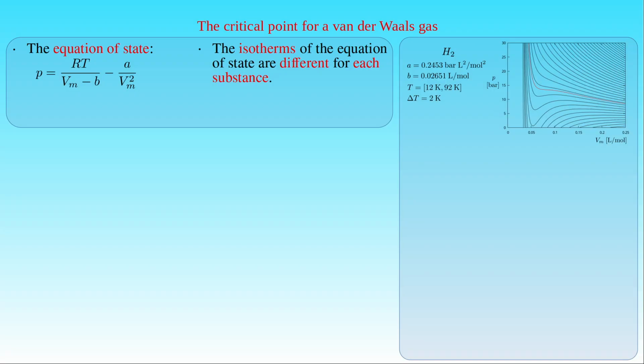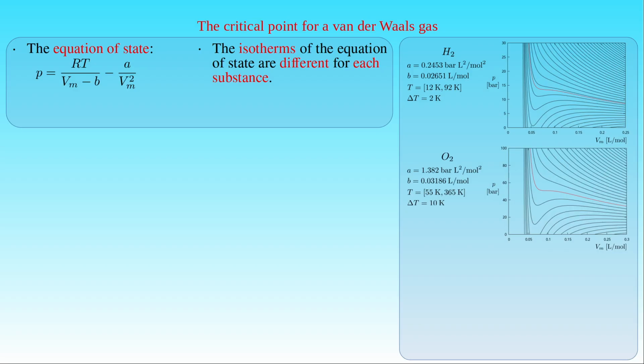In the second example we show the isotherms of the oxygen gas with the van der Waals constants A equals 1.382 bar liter squared per mole squared, and B equals 0.03186 liter per mole. For oxygen the temperature already covers a greater range between 55 Kelvin and 365 Kelvin. And the isotherms are drawn in 10 Kelvin intervals.